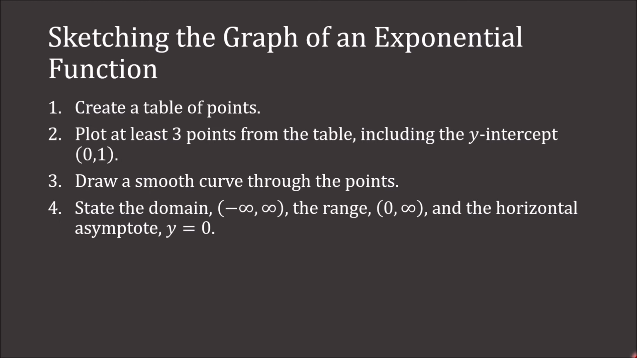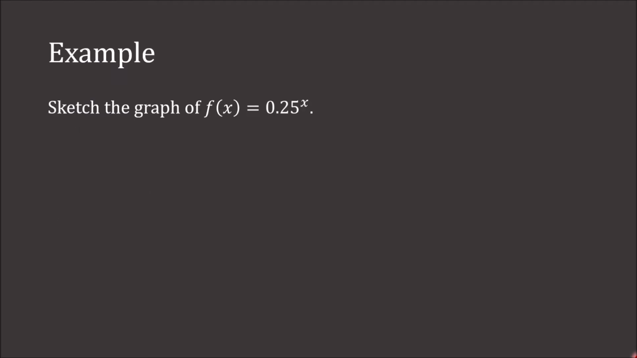Well, we're going to go ahead and sketch the graph of an exponential function. This one is a decay function. We will sketch the graph of 0.25 to the x. So this is an exponential decay function, which tells us that it's going to be monotonic decreasing.